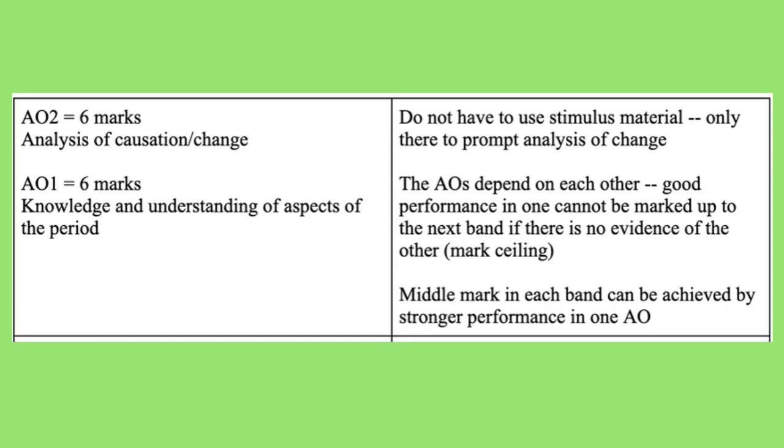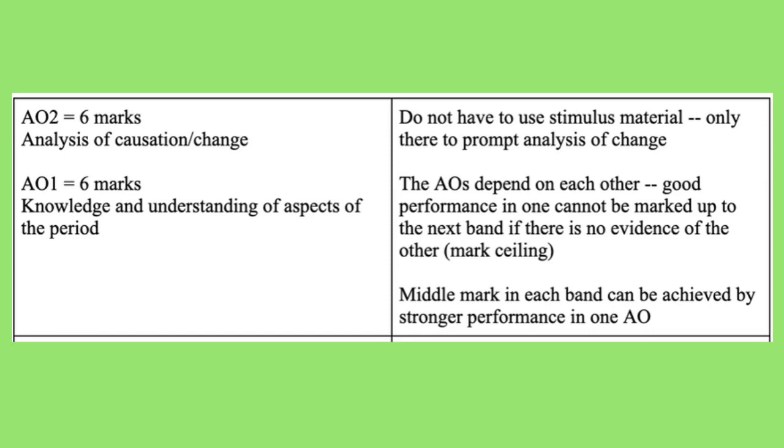It's also worth noting that the AOs depend on each other. That means that if you do really well in one of them, but you haven't included anything from the other one, so for example, you've got loads of knowledge in there, but you haven't actually analysed the change, then unfortunately you hit what's called a mark ceiling, so you can't actually progress into the higher bands for this question.